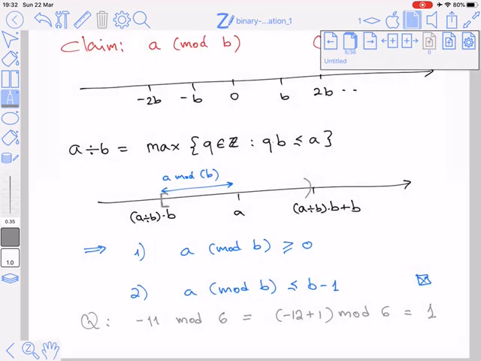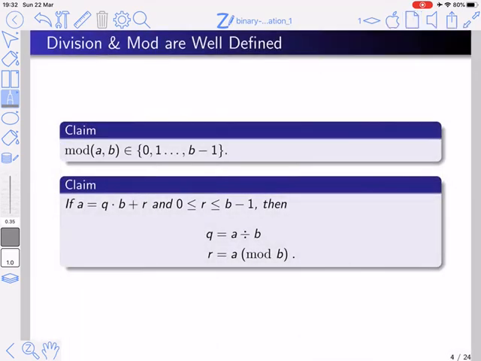Good. Now, I want to prove the second claim. The second claim says the following. If I can represent A as a multiple of B, Q times B, plus R, where R happens to be an integer between 0 and B minus 1, then in fact Q is the quotient of A divided by B, and R is the remainder, A mod B.